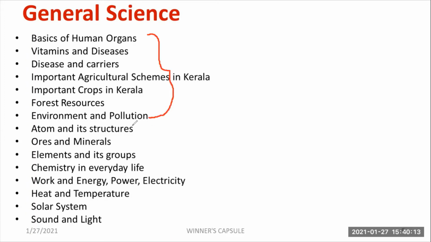Then atomic structure, ores and minerals, elements and its groups, periodic table, then chemistry in everyday life. So this belongs to chemistry. You can refer to the chemistry part, basics of chemistry. Similarly, you have to refer to any of the physics textbooks for work, power and energy, heat and temperature, solar system, and sound and light. This belongs to the physics side.